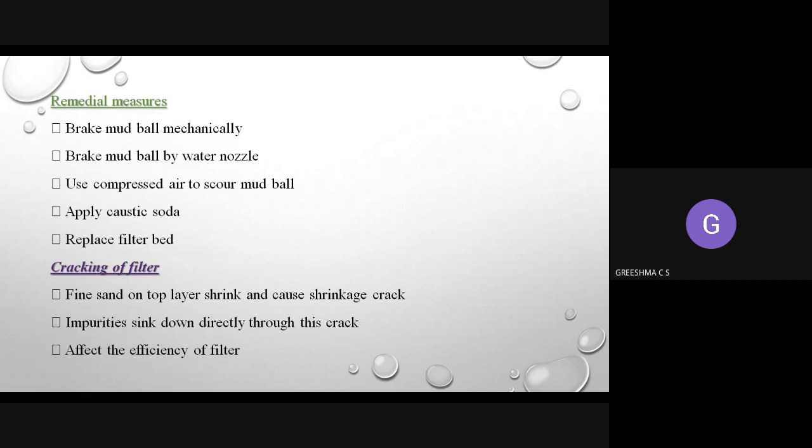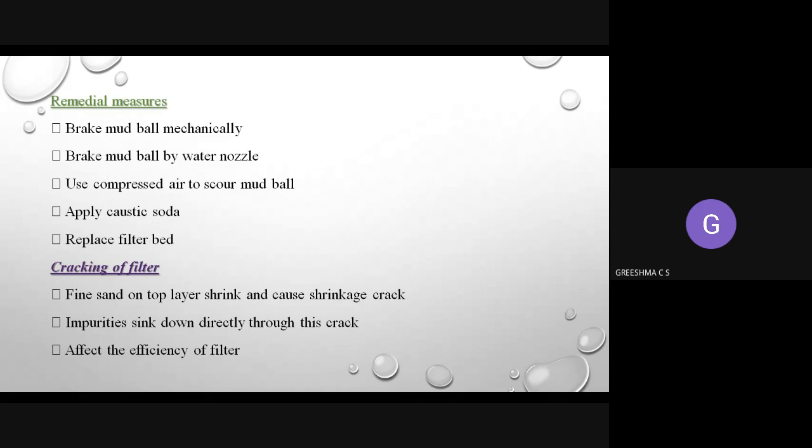So how can we reduce, or what is the remedial measure for these mud balls? First one is, whenever you see a mud ball, break it immediately. You can break it by mechanical mode, or you can also break it by water nozzle, spraying water well so it will break. Next one is you should use compressed air to scour the mud ball. You should allow the compressed air to pass through it so that the mud balls will break.